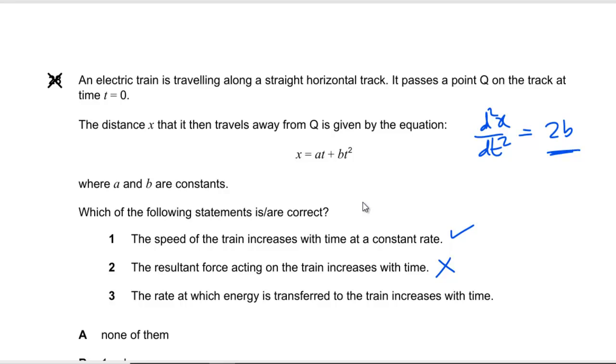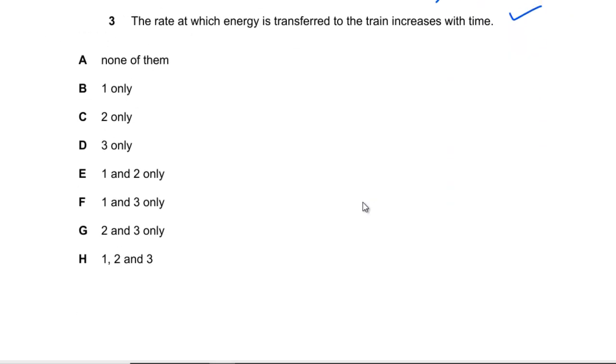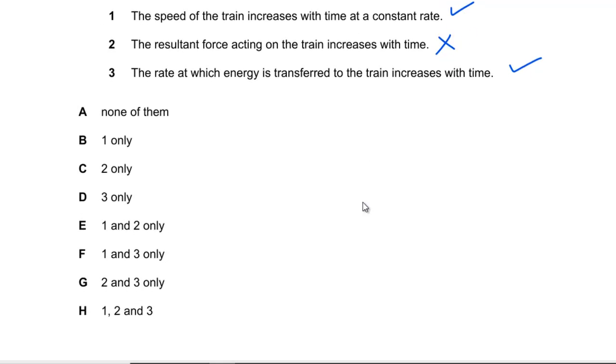The rate at which energy is transferred to the train increases with time. Well, yeah, it's getting faster and faster. And if we're increasing the velocity linearly, and our energy is then proportional to the square of that, then that must be increasing the rate of energy transfer. So where are we? 1 and 3, F.